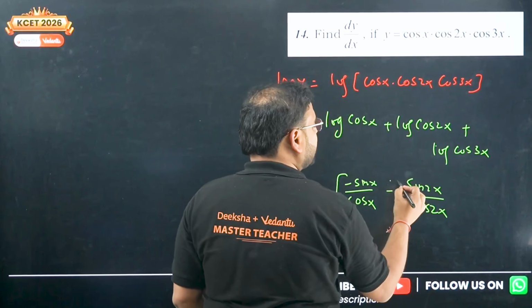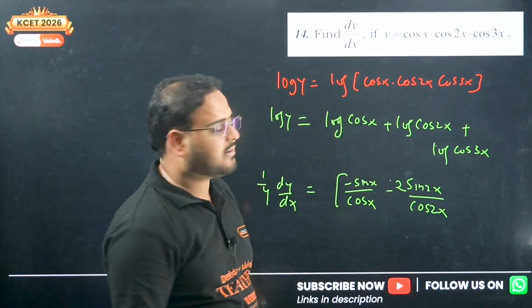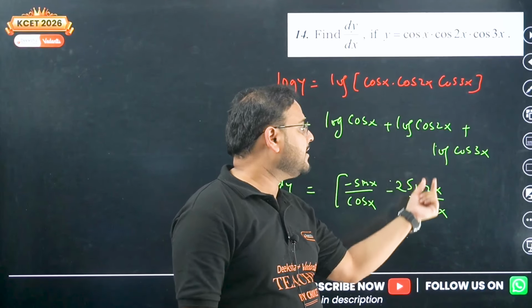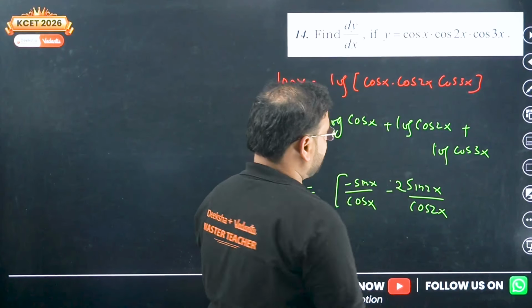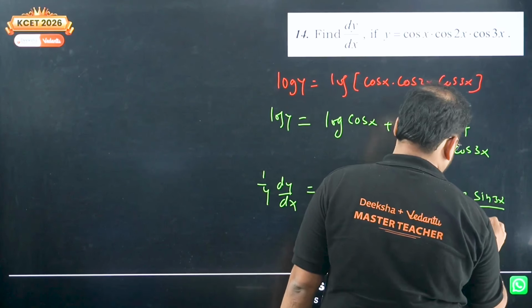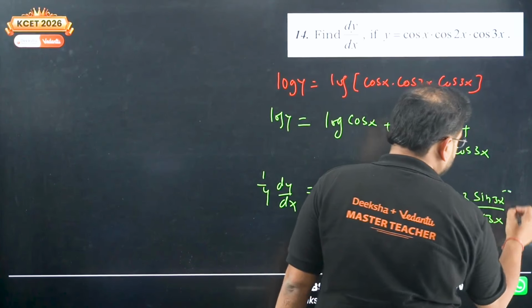Derivative of 2x will be what? 2. Correct, because for log cos the derivative becomes 1 by cos. The derivative of cos is minus sine, and for 2x we'll have minus 2. Same approach over here, minus 3 sine 3x upon cos 3x. Check the final answer.